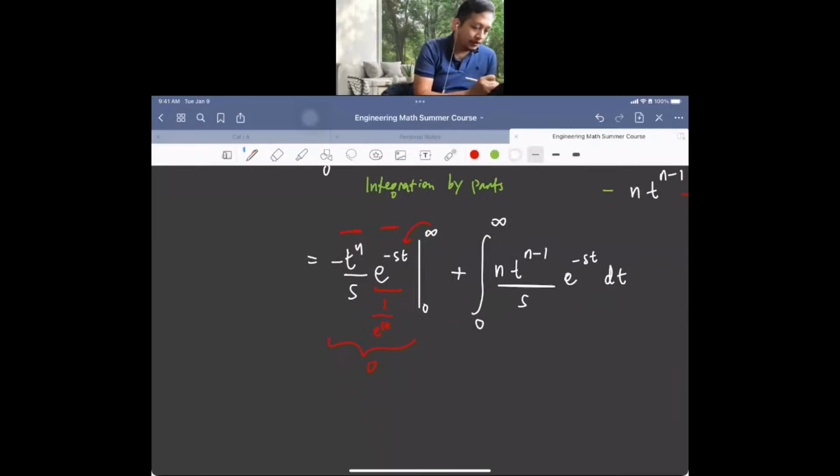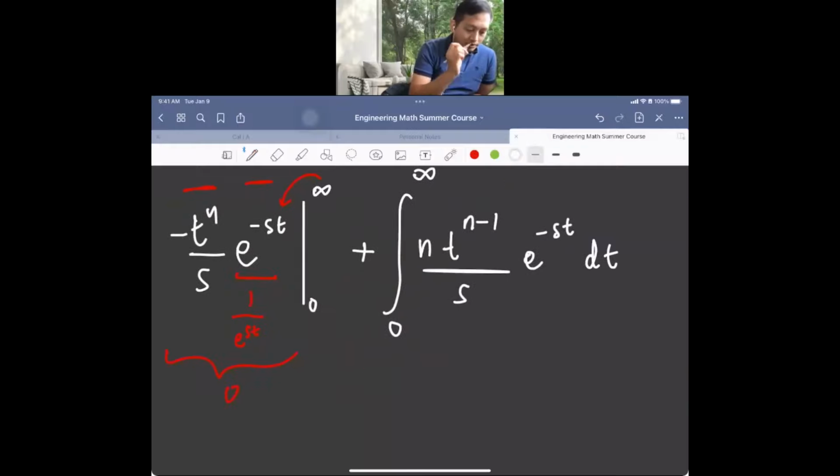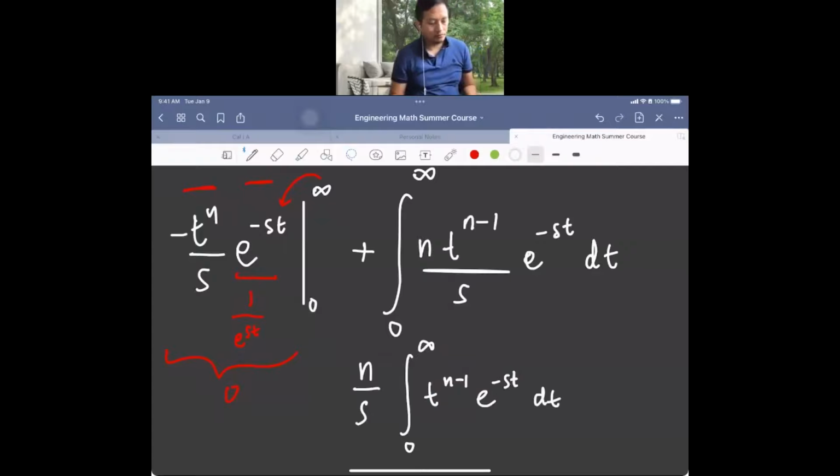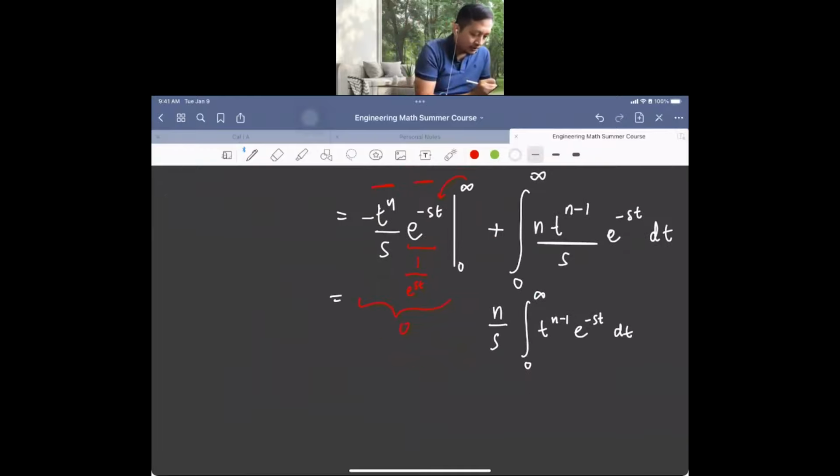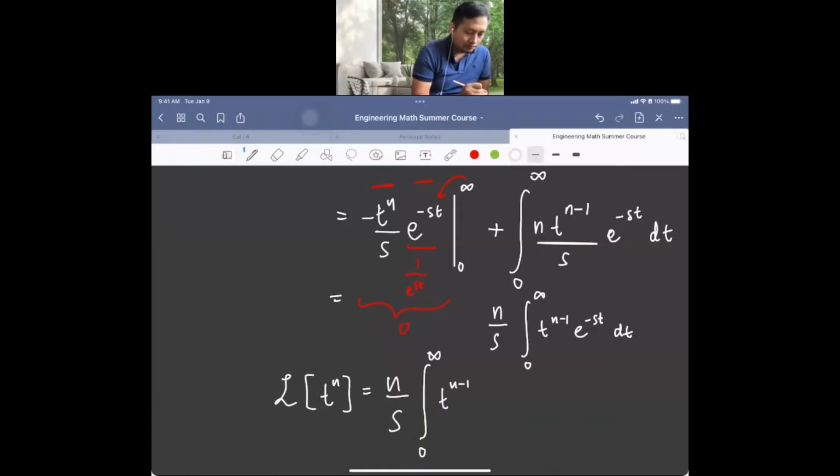Now, we still have the other equation here. Let me just take the n and s outside because that is a constant. So n over s. So this is what we have left. Okay, now we have this. So in some way, when we have t with power of n, we are stuck in this result, right?